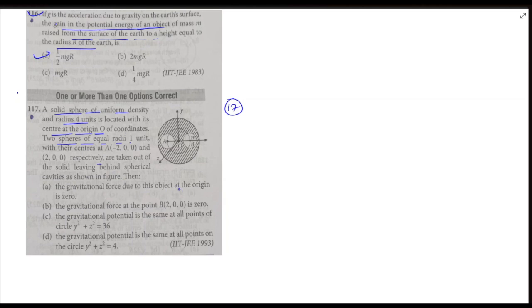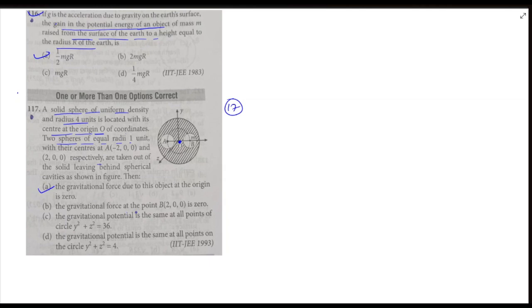Perfect. So the gravitational force due to the object at the origin is 0. Yes, at the origin it will be 0, right? Because these are symmetrical. So initially it was 0 if you hadn't taken out these two spheres. Now if you remove them, it will be symmetrical. So if you put negative mass here and negative mass here, they will cancel each other out, and hence it will be 0. So A is correct, right?